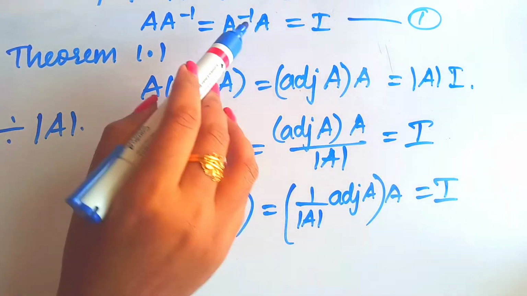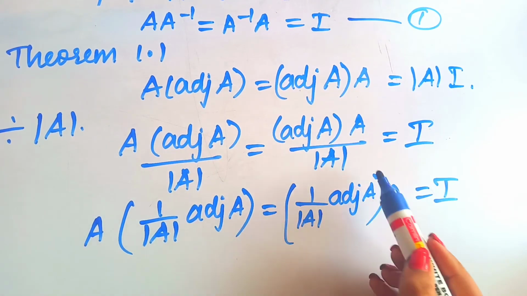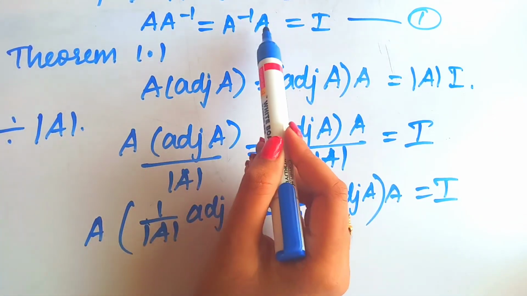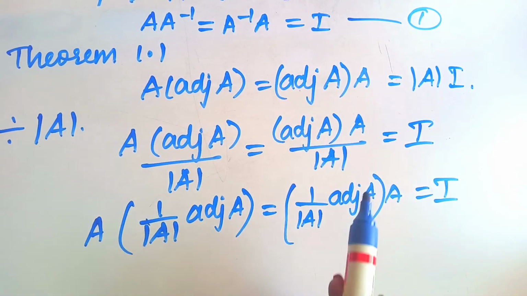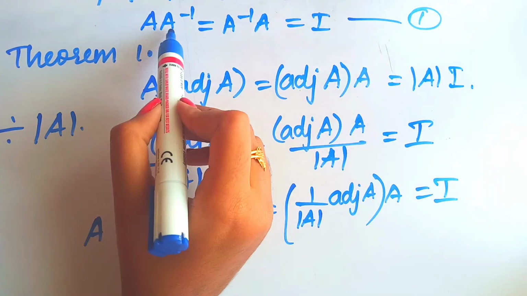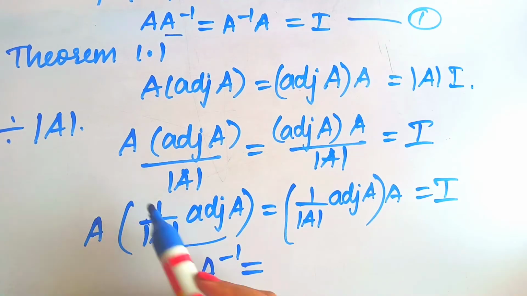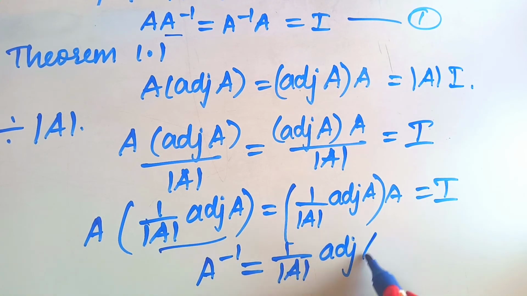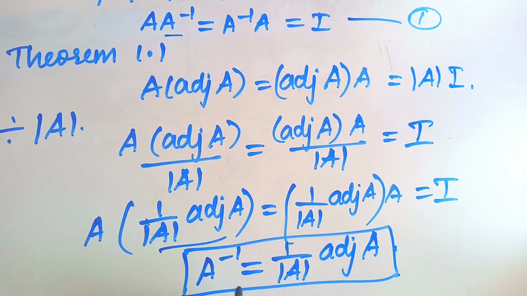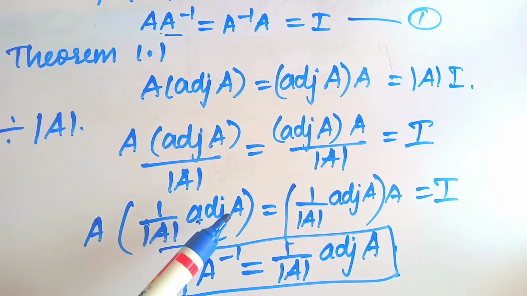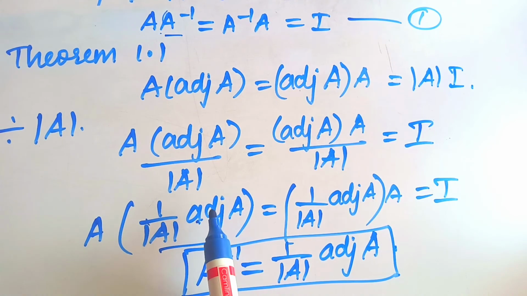You can see that this equation and this equation are similar. Both have A into some matrix, and some matrix into A, is equal to I. But in the place of A inverse we have this term. So what we can write is that this A inverse will be equal to this term, which is 1 divided by determinant of A adjoint of A. This is how we found the formula for A inverse. Can you understand? These both equations are similar, and the only difference is that in the place of A inverse we have this term. So A inverse is equal to 1 divided by determinant of A into adjoint of A.